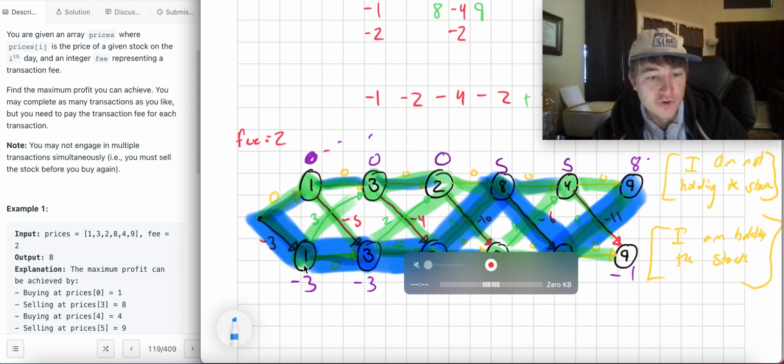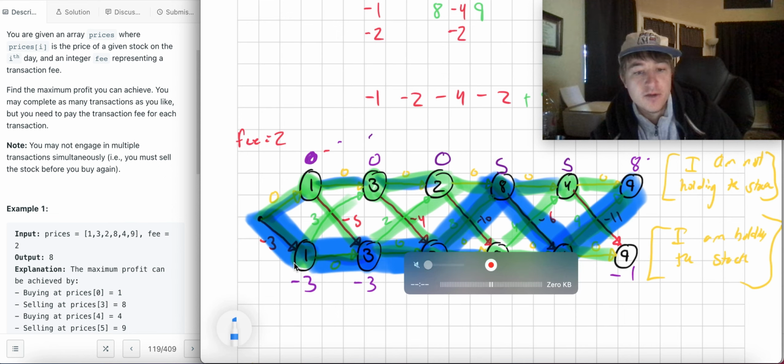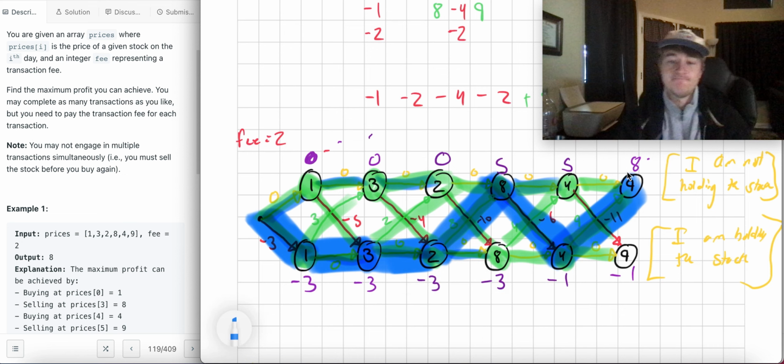We buy on the first day, we hold, we sell at 8, we buy again at 4, and we sell at 9, right? So we buy, hold, sell, buy, sell. And that gets you this optimal value of 8. So that's essentially this problem, right?